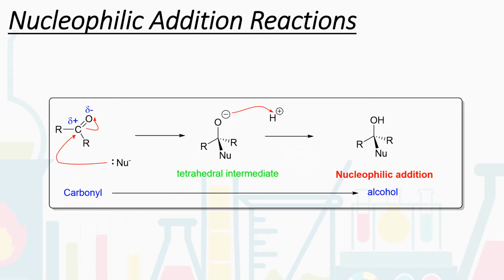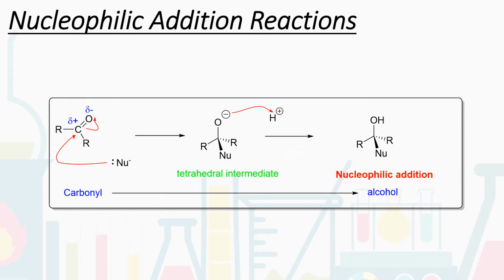Now remember that every step of a mechanism has to balance in terms of charge and in terms of atoms. So we've started off here with a negatively charged nucleophile and a neutral electrophile. So overall our molecule has to be negatively charged, and the negative charge goes on to our oxygen. That's the most electronegative part of that molecule. So this is now our tetrahedral intermediate. We've gone from a trigonal planar molecule, carbonyl, to a tetrahedral molecule now.